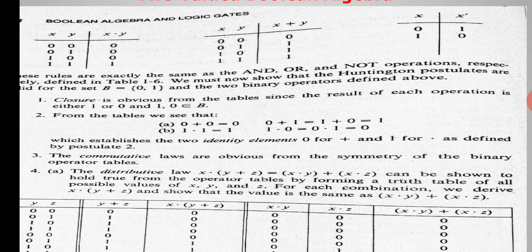So you can see 1 into 1 equal to 1, or 1 dot 1 equal to 1, 1 dot 0 equal to 0 dot 1 equal to 0. That is the same thing you have seen in the postulates, isn't it? While I listed out some postulates in the previous slide, the same thing they have tried to represent, which established the two identity elements, 0 for plus and 1 for dot, as defined in the postulate. So they have specified that over there.